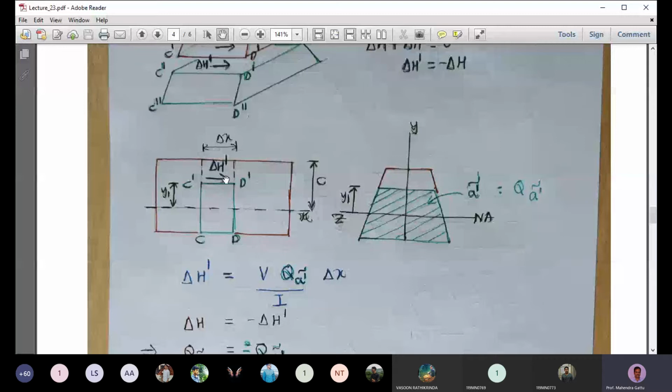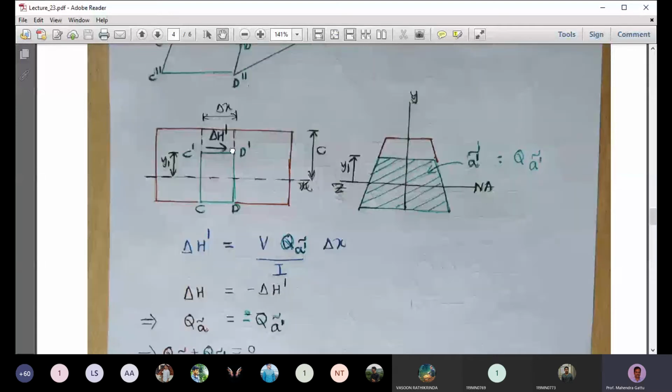Okay, so we have that delta H prime, and if you look at the transverse cross section, our area will be this shaded portion, and that will be denoted by A prime tilde. For this A prime tilde, we again have a first moment of area with respect to the neutral axis, and that we denote by Q A prime tilde. So what we can do is find the centroid of this entire area, locate the centroid with respect to the neutral axis, and then multiply the area times the distance of the centroid from the neutral axis. So we get the Q A prime tilde.